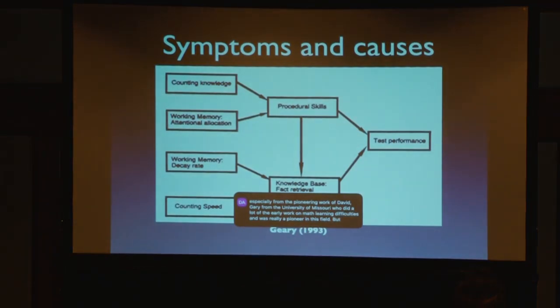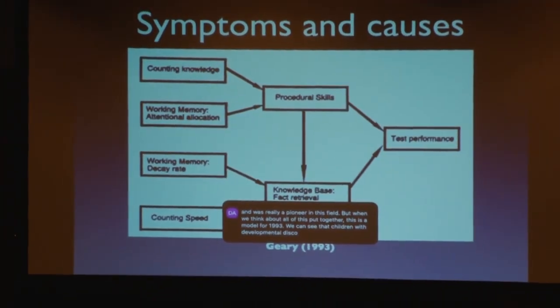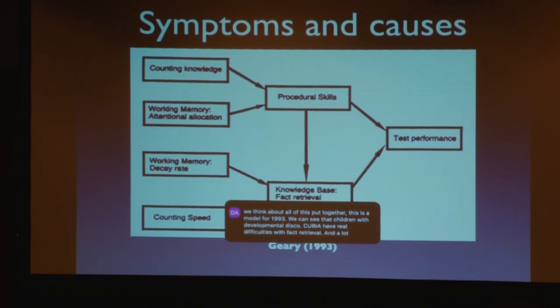But when we think about all of this put together, this is a model from 1993, we can see that children with developmental dyscalculia have real difficulties with fact retrieval. And according to David Geary, these difficulties with fact retrieval have to do with working memory difficulties, the ability to hold information online. When you are calculating, you need to carry, you need to borrow, you need to hold some operands online while you do a different operation. And if that is compromised, then you're going to have difficulties with fact retrieval. Also, other things such as counting knowledge and your counting speed play into this, according to David Geary's model.